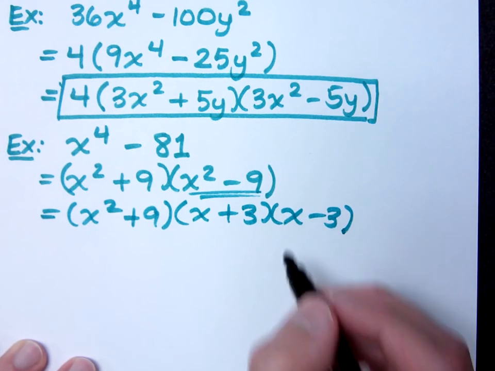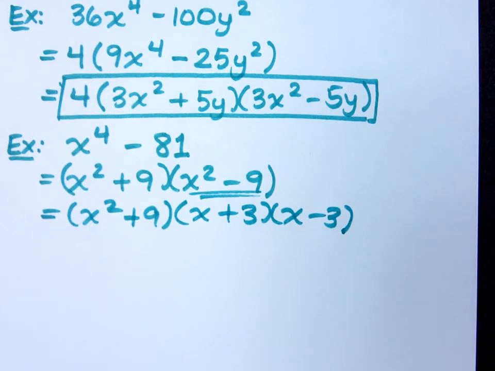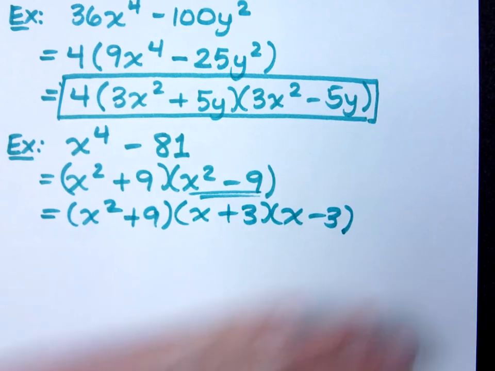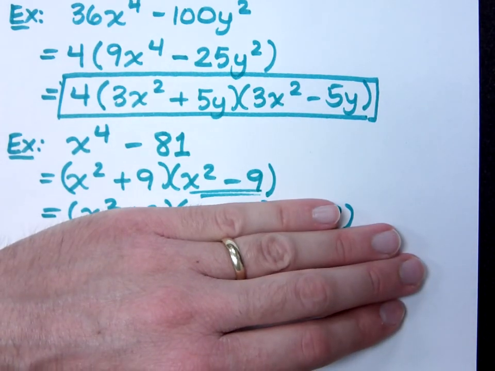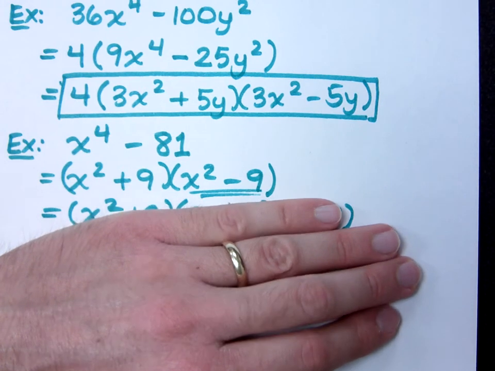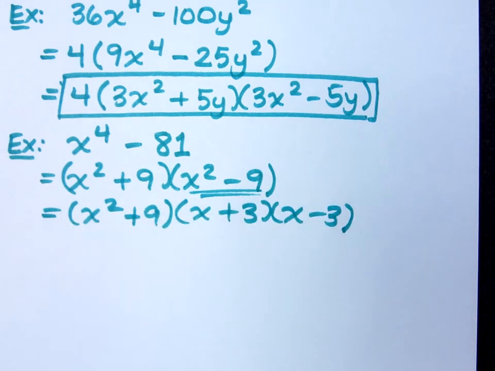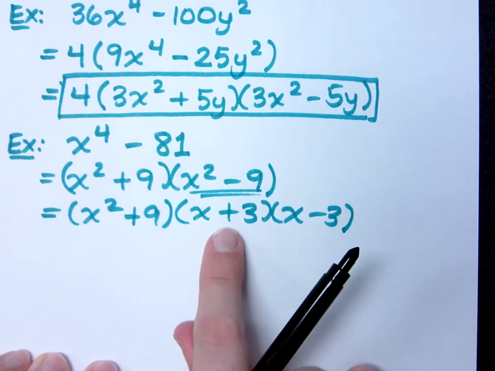So sometimes after you do one of these forms, do we have to do that? No, you can totally leave it like this and not get full credit. When the instructions say factor completely, you factor until you can't go any further. I can't break down x minus 3 or x plus 3 any further.